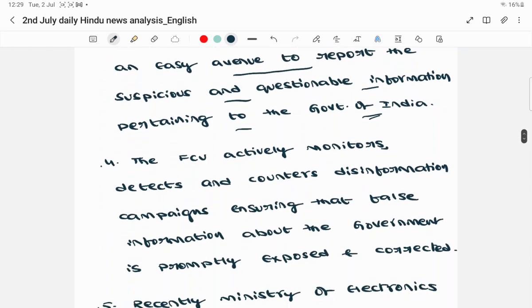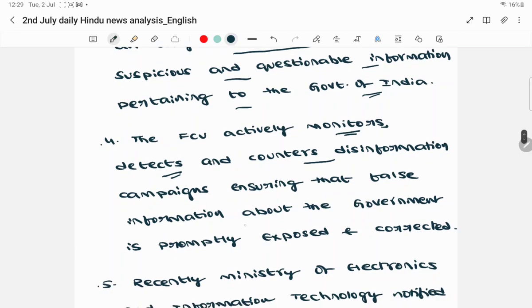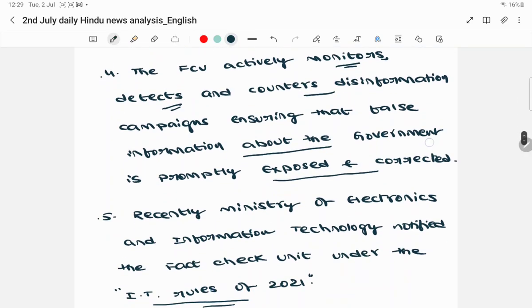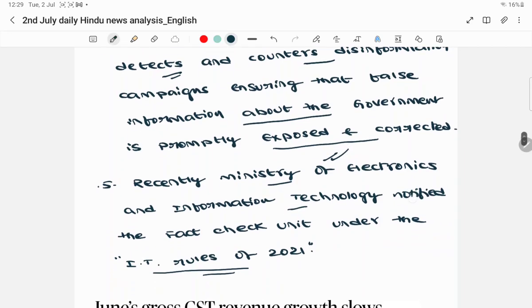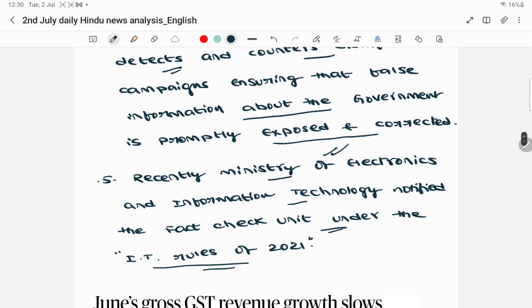Then what does the fact check unit actually do? It will actively monitor the complete internet, whatever articles are getting published about the government of India. It will detect and counter disinformation campaigns, thereby ensuring that false information about the government of India is promptly exposed and corrected. Finally, recently, in March 2024, the Ministry of Electronics and Information Technology notified this fact check unit under the IT Rules 2021.